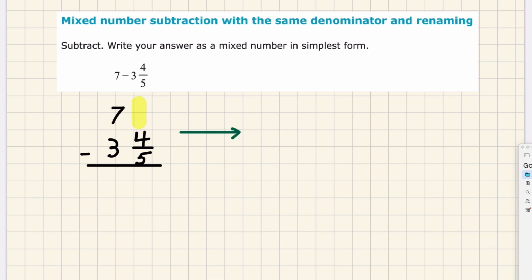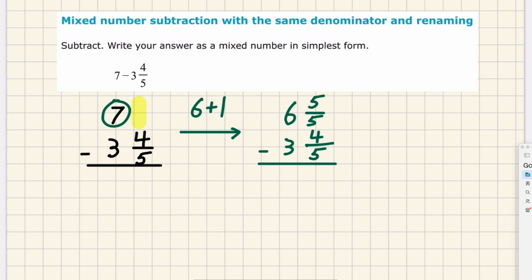So to do the subtraction, I'll want to rewrite this problem and use the fact that 7 can be written as 6 plus 1. So as a mixed fraction, it would be 6, and the 1 could be written as 5/5. I chose 5/5 so that the denominators will be the same, allowing me to subtract the fractions. In effect, I have borrowed 1 from the 7 and just written that 1 as 5/5.